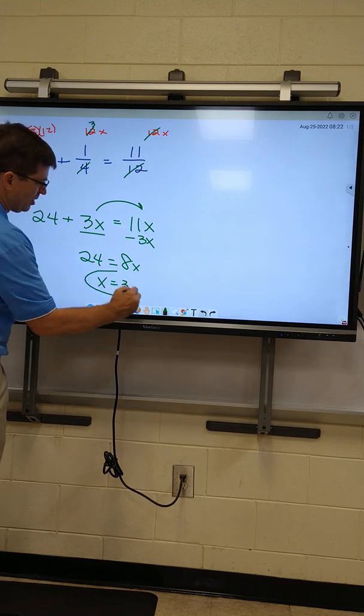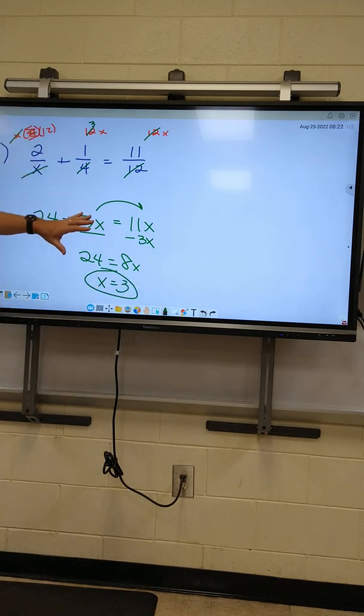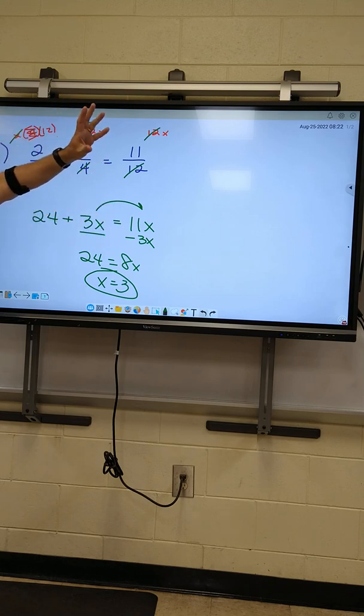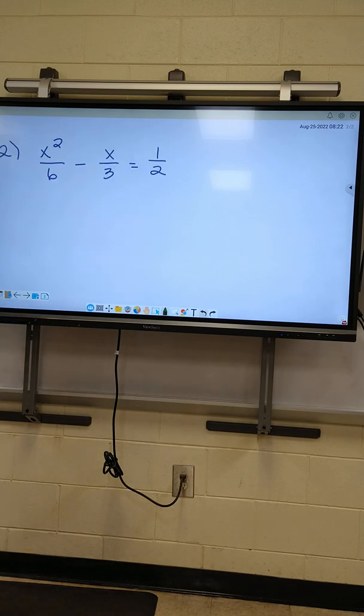x equals 3. So after you get rid of the fractions, the math isn't that hard. Where we're going to have trouble is dealing with the fractions on the first step. Anybody have a question on number 1 before we go to number 2? Nope? All right, let's look at number 2.